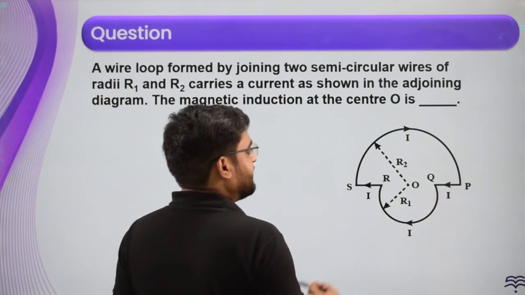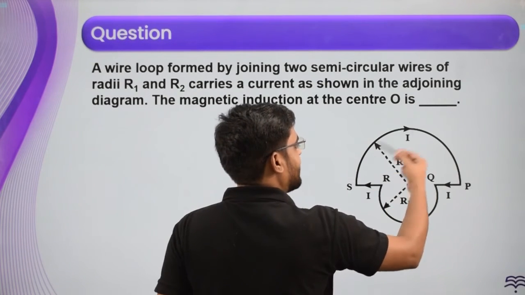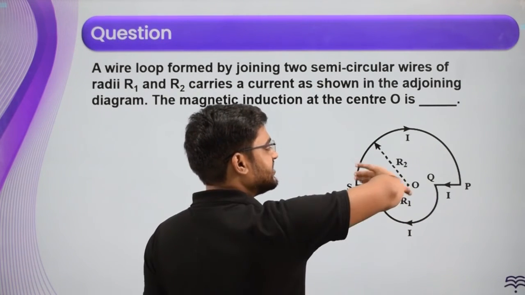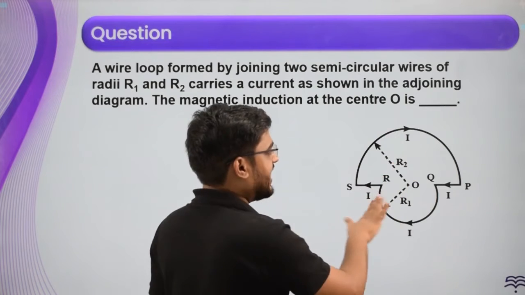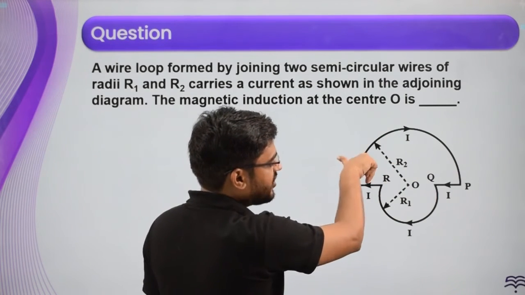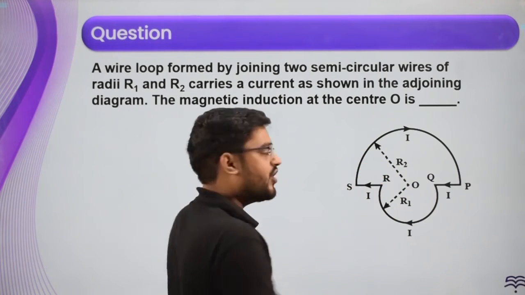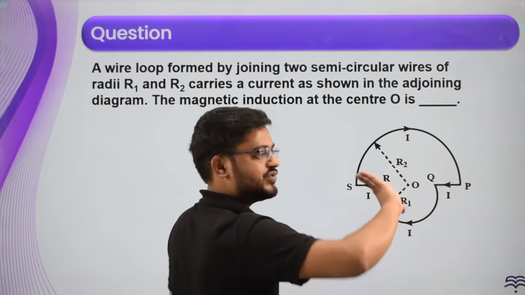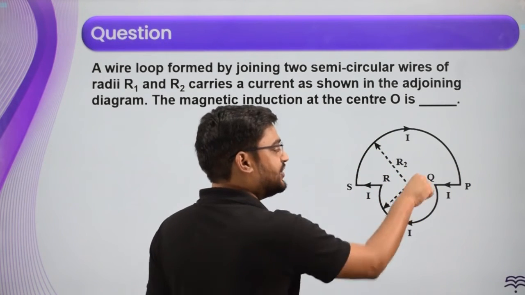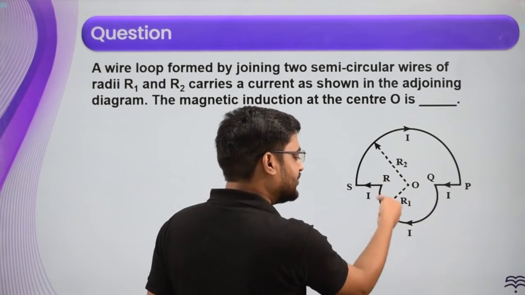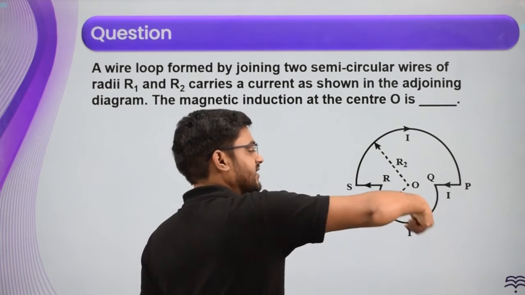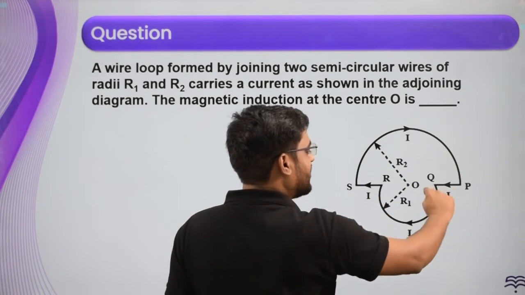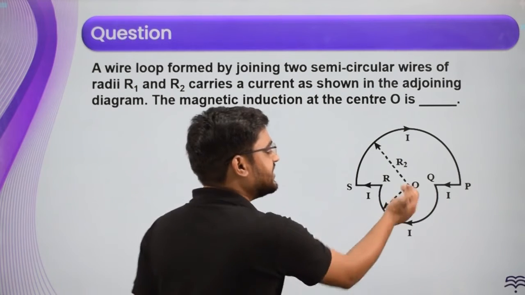So if you see, due to this part, what is the magnetic induction? For direction you can do either dl cross r, which gives into the plane of the paper, or you can simply curl your right hand fingers in the direction of current. The direction of current gives the field into the plane of the paper due to this. Due to this one, again do the same thing, curl, and the direction is into the plane of the paper.